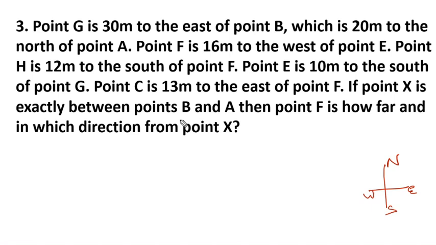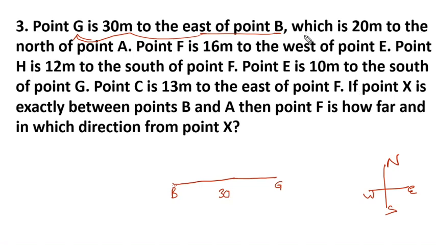Point G is 30 meters east of B. So always come in reverse: to the east of B by 30 meters, G is present. East means this side, so let me draw a bit bigger. G is there, and the distance between these two points is 30 meters.